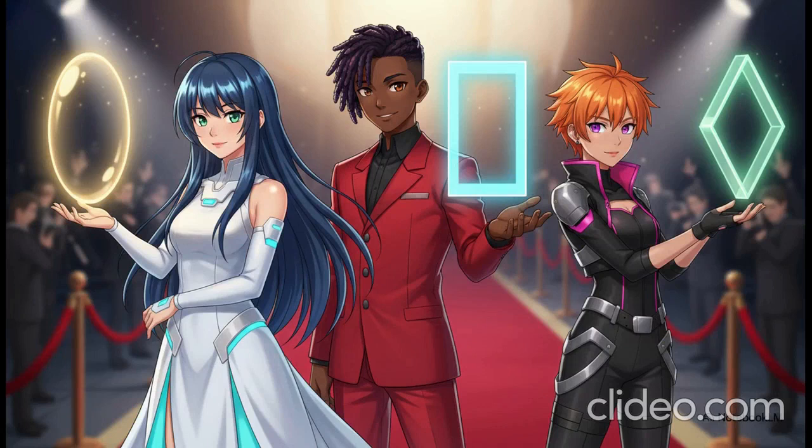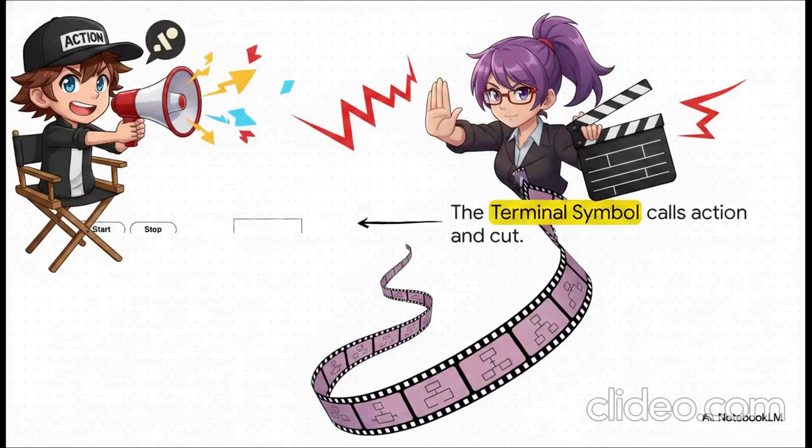Every great sequence needs a cast of characters, right? So, let's meet your cast, the standard symbols. First up, we've got the terminal symbol. It's represented by an oval. Now, this symbol stands for the unique starting and ending points of your chart. You can think of the terminal symbol as those crucial moments where the director grabs the megaphone and yells, "Action!" to start the scene and "Cut!" to finish it. Every single flowchart absolutely needs a clear beginning and end. And remember, there can only be one start and one stop terminator in your whole flowchart.